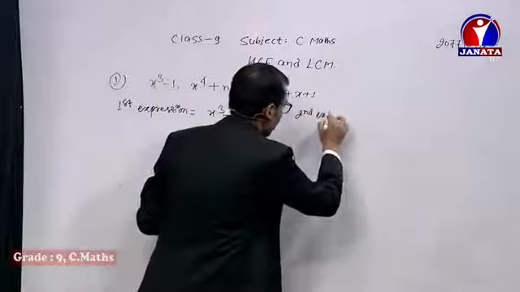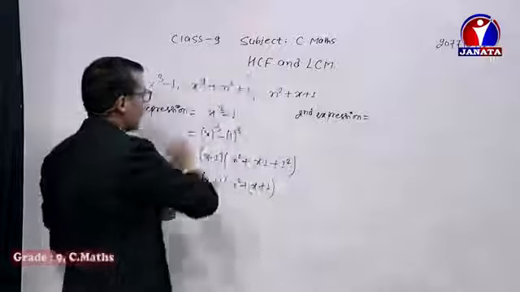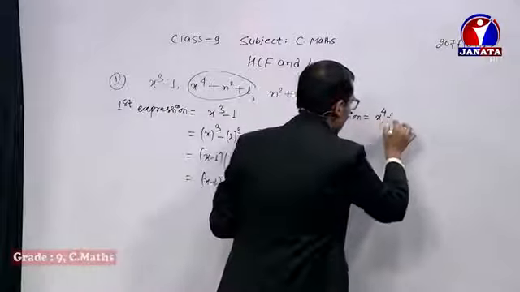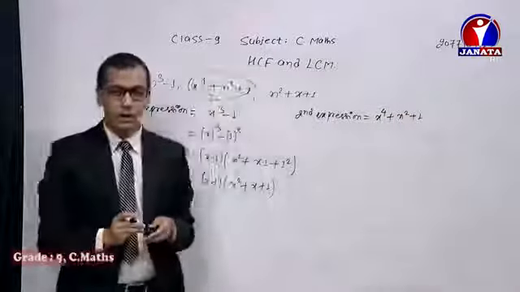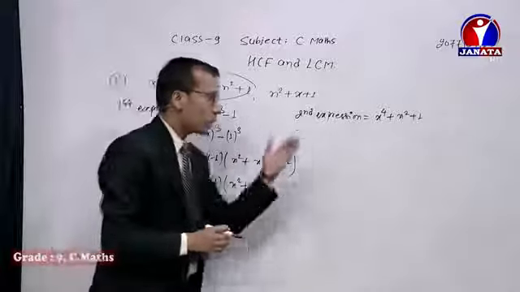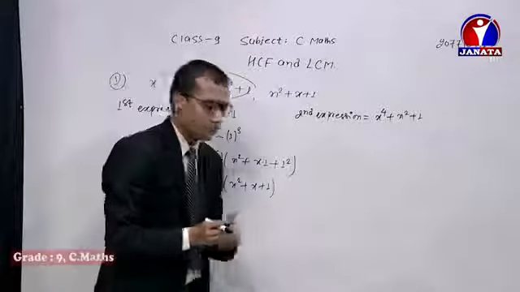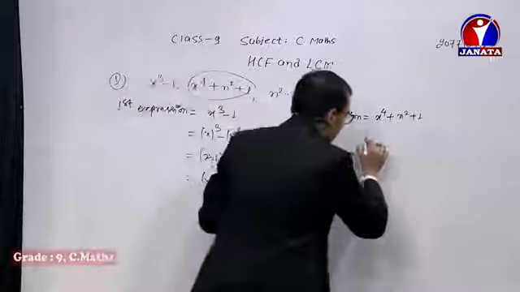Now the second expression, let me write it here. What is the second expression? x to the power 4 plus x square plus 1. Let's try to factorize this. Let's think, how do we factorize this expression into its factors for HCF and LCM.